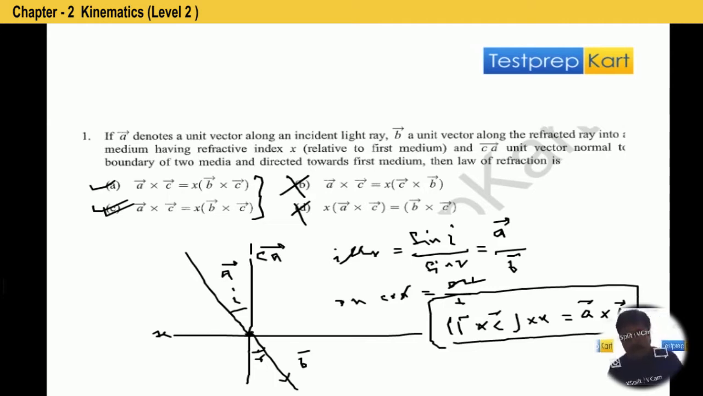I hope you get how to solve a question. In vector problems, two things are very important: vector dot product and vector cross product. First one is vector dot product, second one is vector cross product. I hope you get it. If you have any question after this, you can ask me. But we are moving to the second question.